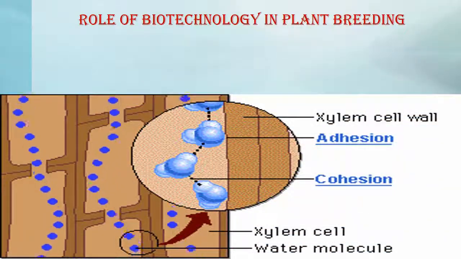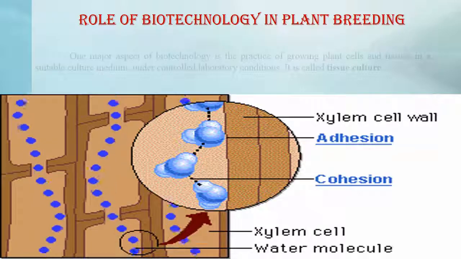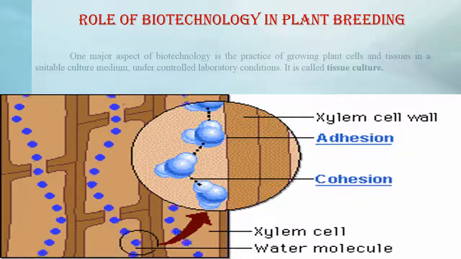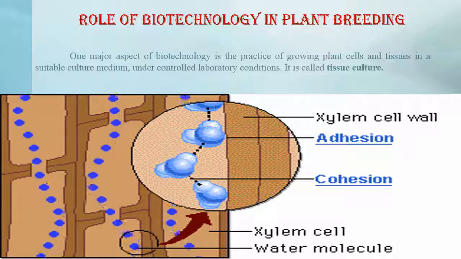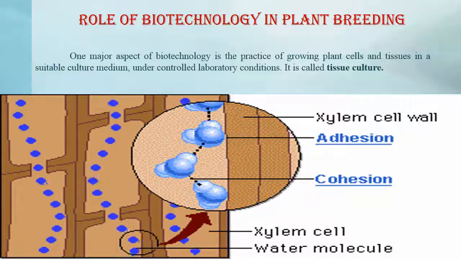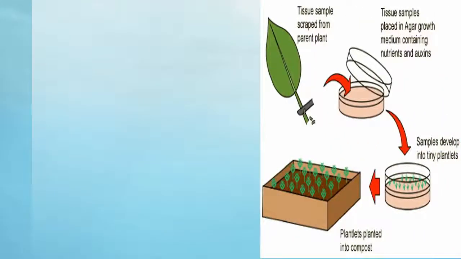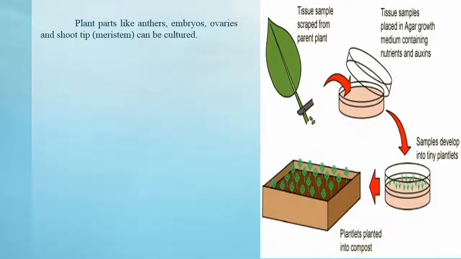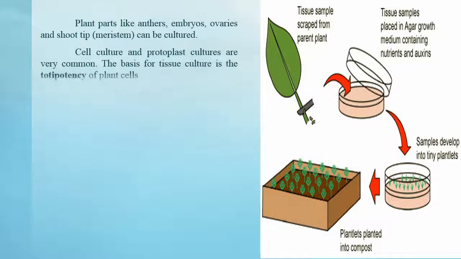Role of biotechnology in plant breeding. One major aspect of biotechnology is the practice of growing plant cells and tissues in a suitable culture medium under controlled laboratory conditions, and this is called tissue culture. Plant parts like anthers, embryos, ovaries and shoot tip or meristem can be cultured. Cell culture and protoplast culture are very common. The basis for tissue culture is the totipotency of plant cells.